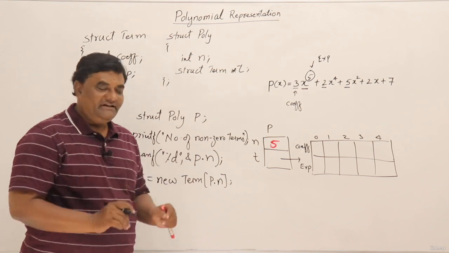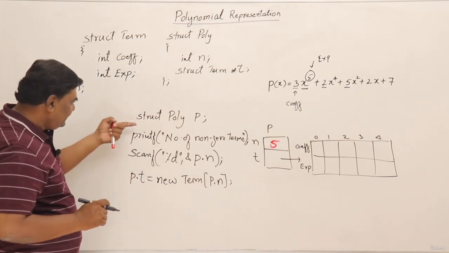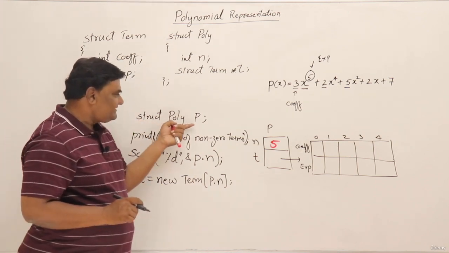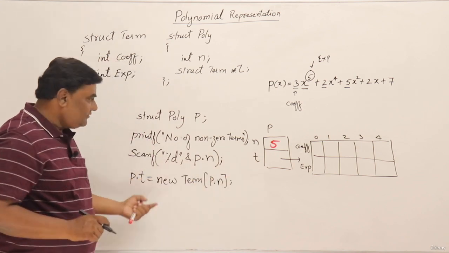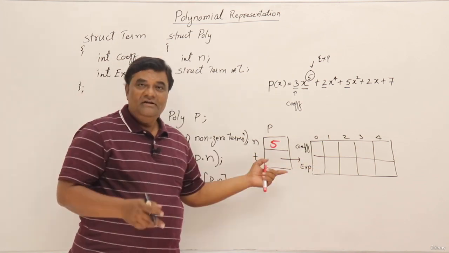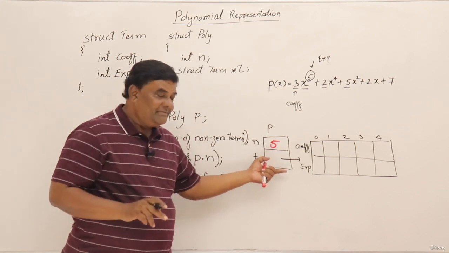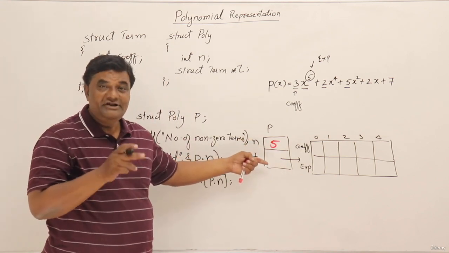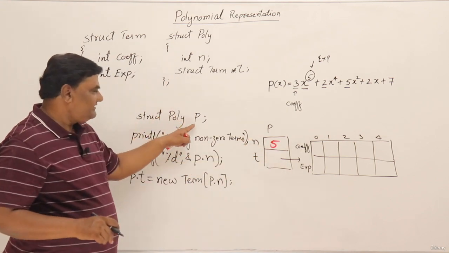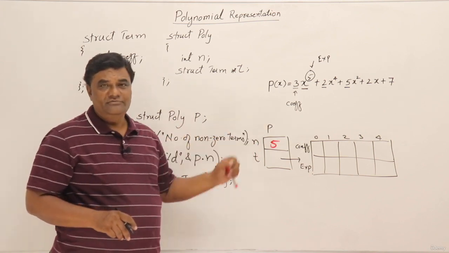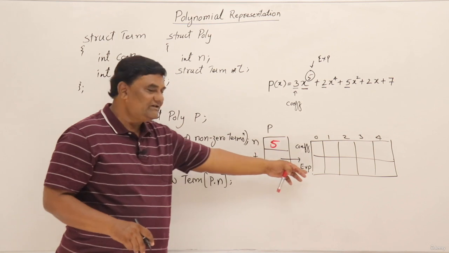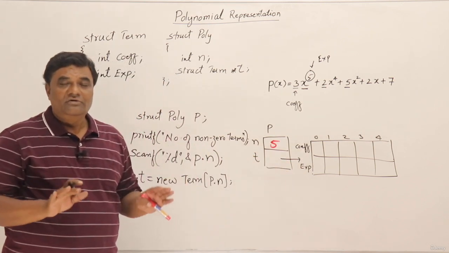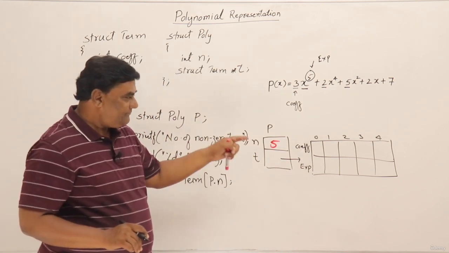So the polynomial is created. One thing I want to show you here: when I said struct poly p, this is created inside the stack, and when you say new, then this is created in heap. If we want this also in heap, then I should take this as a pointer and then say new. So this is directly inside the stack and this array of terms is in heap. Now memory is ready for storing that polynomial.